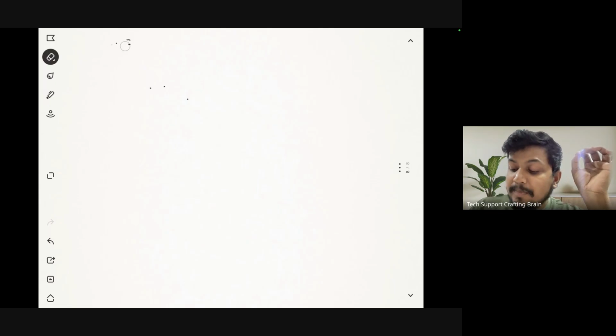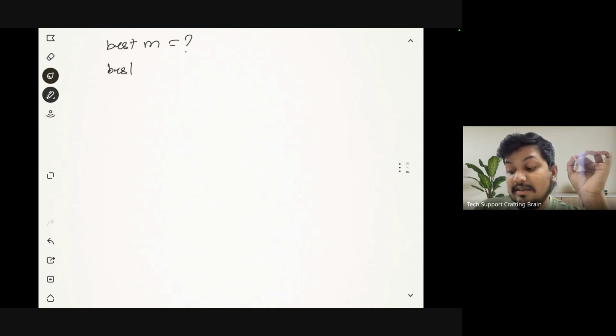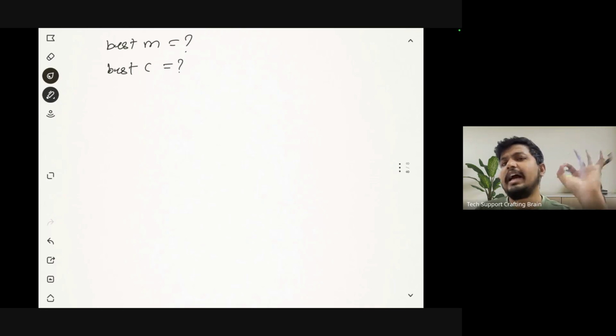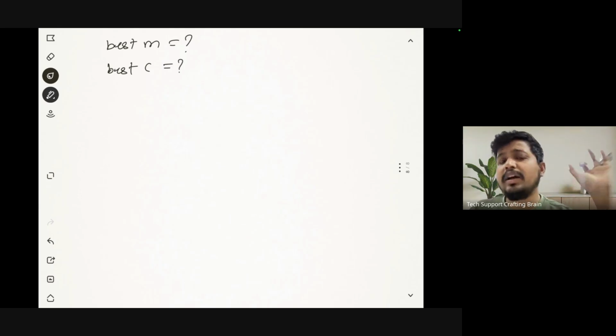This is the main crux of the linear regression algorithm. If anyone asks what we actually do in linear regression, the main crux is that we try to find the best M value, and we try to find the best C value. If we are able to find the best M and C values, then definitely we can make the correct prediction. If we don't find the best M and C values, we will not be able to make the correct prediction. So the whole idea is to find the best M and C values. This is the main and whole idea.